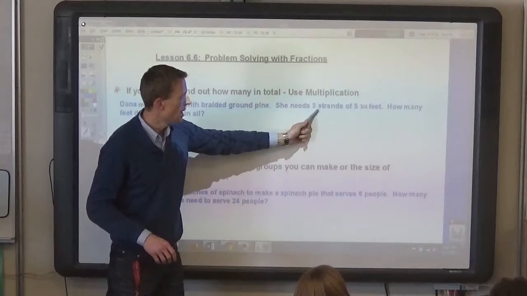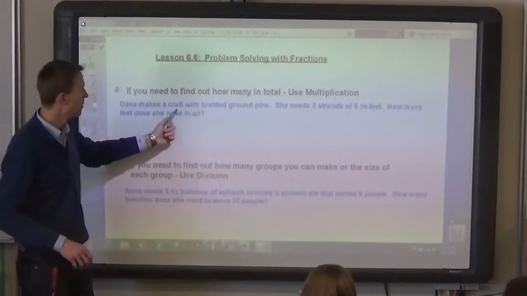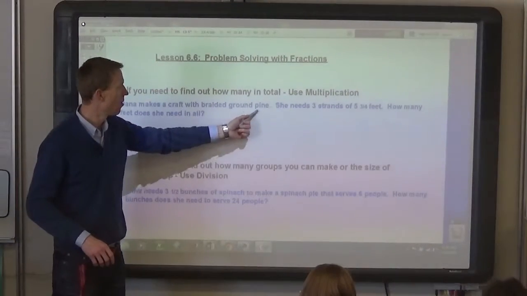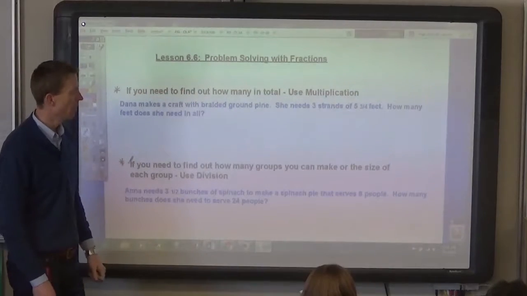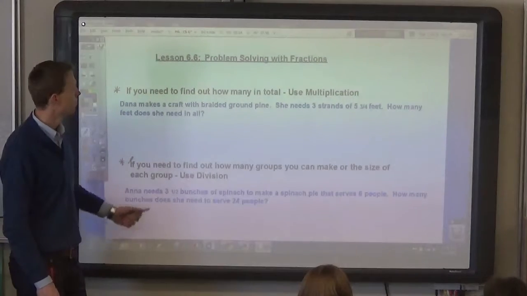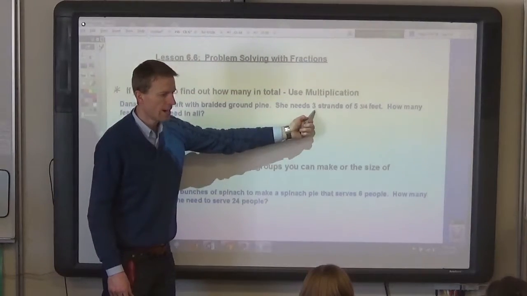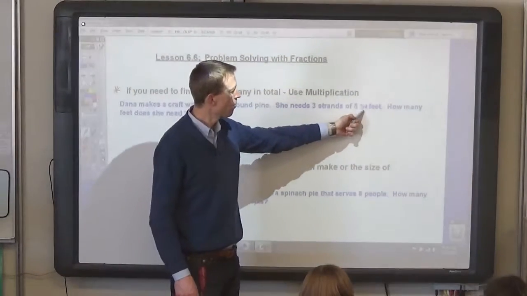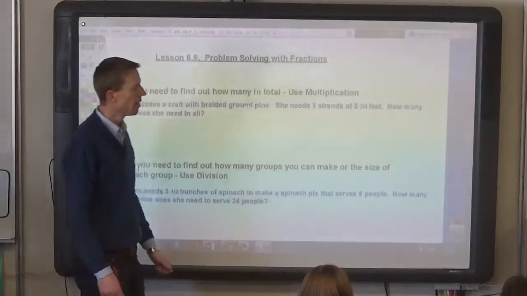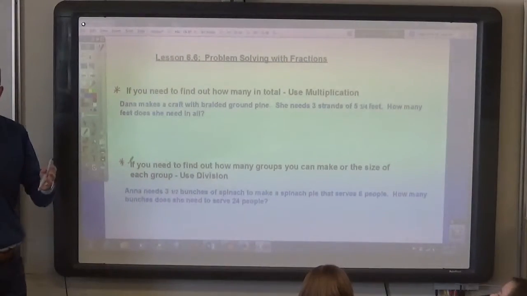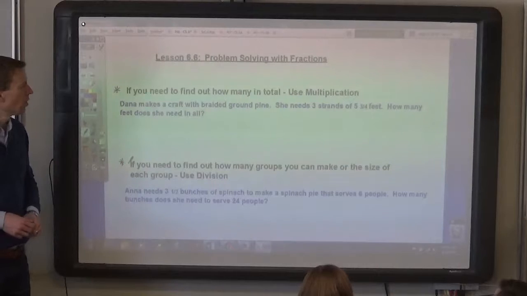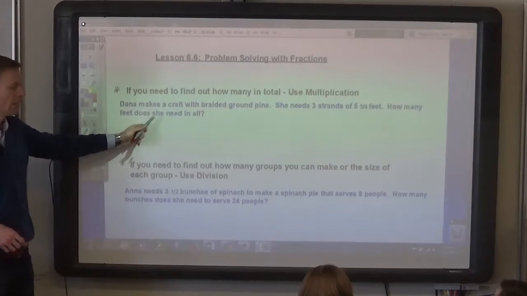in this example, each strand, it says, Dana makes a craft of braided ground pine. Okay? And she needs 3 strands of 5 3/4 feet in order to make the craft. So how many feet does she need in all?